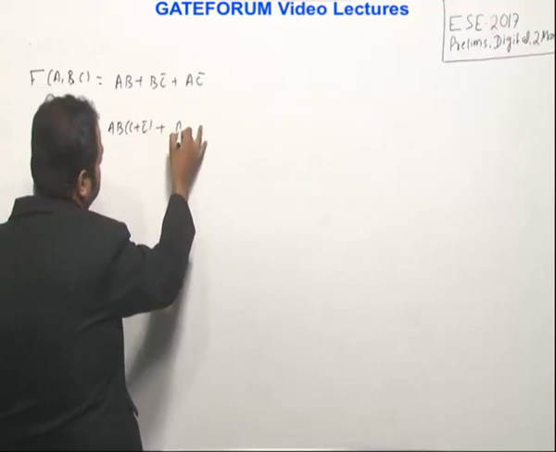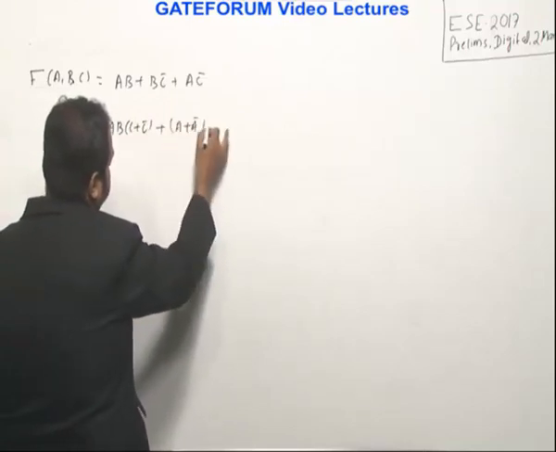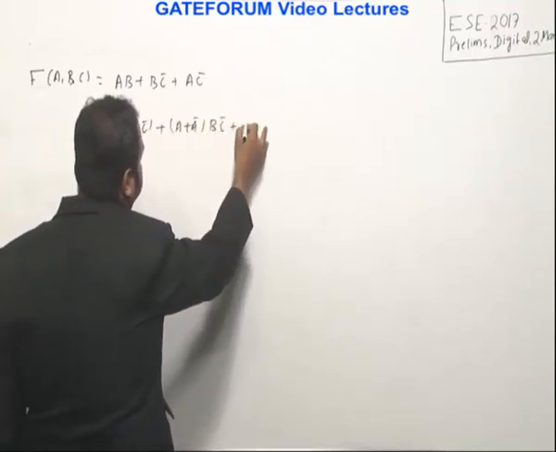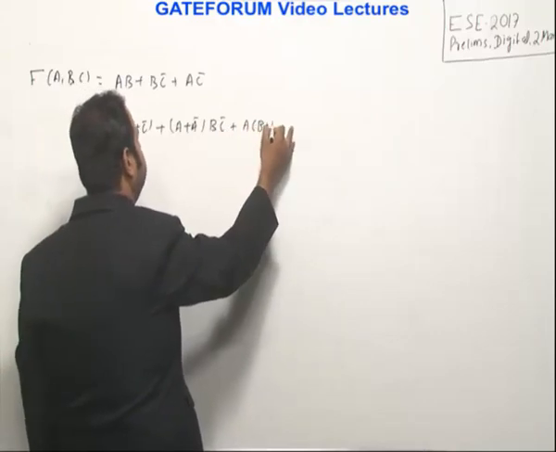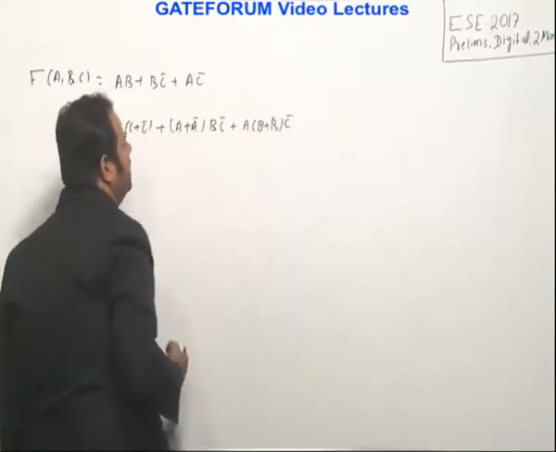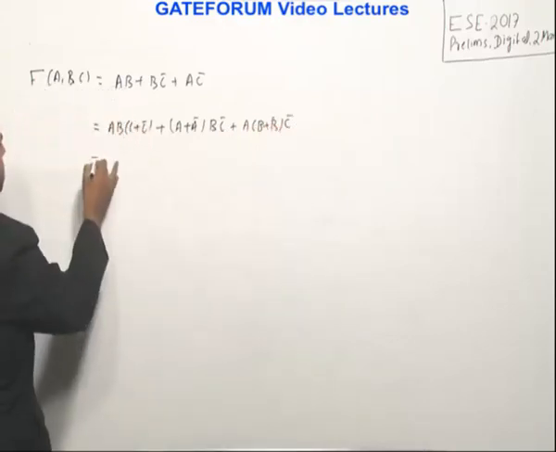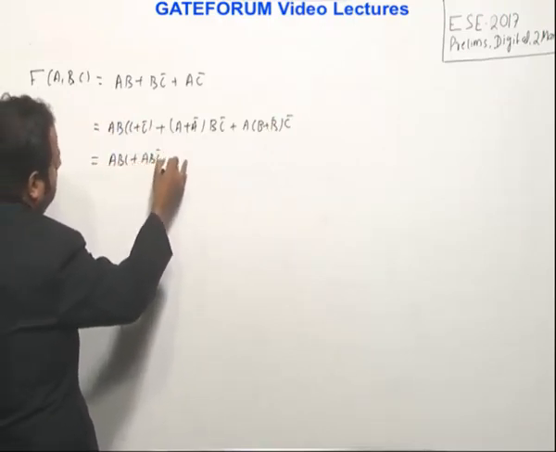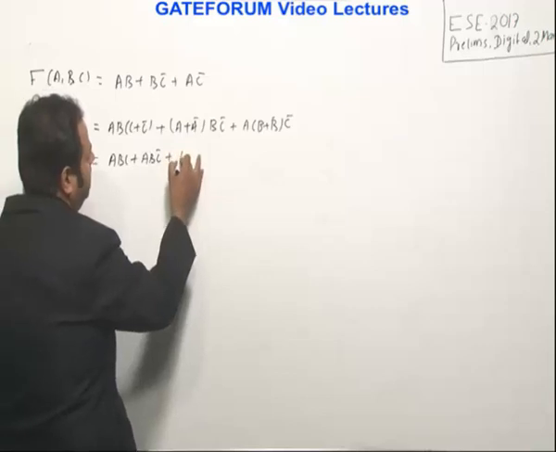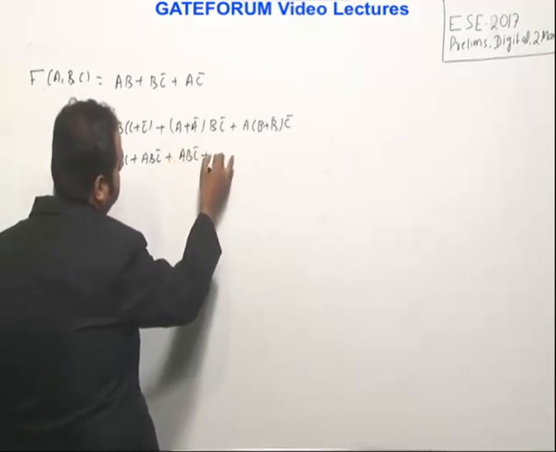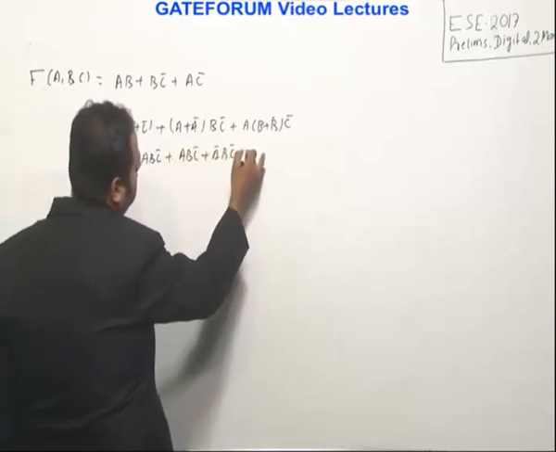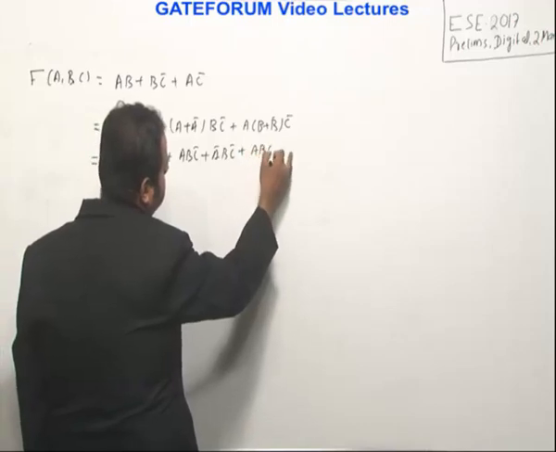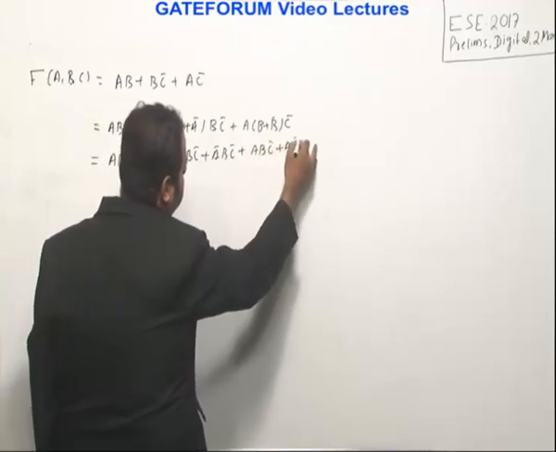Similarly here A is missing, so it is A plus A bar to BC bar. Similarly here B is missing, so B plus B bar with C bar. So if you expand it, what do you get? You get ABC plus ABC bar. What do you get here? You again get ABC bar plus A bar BC bar. You get here ABC bar plus AB bar C bar.